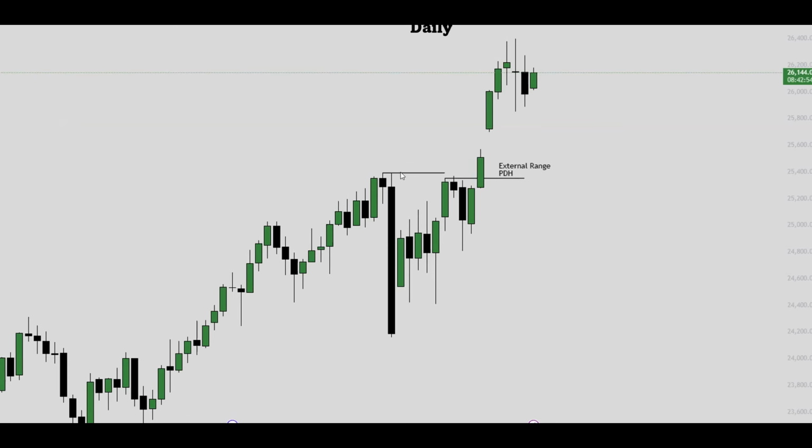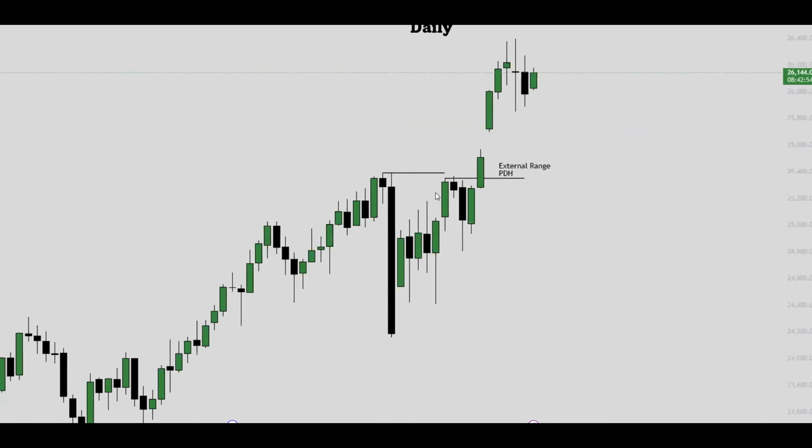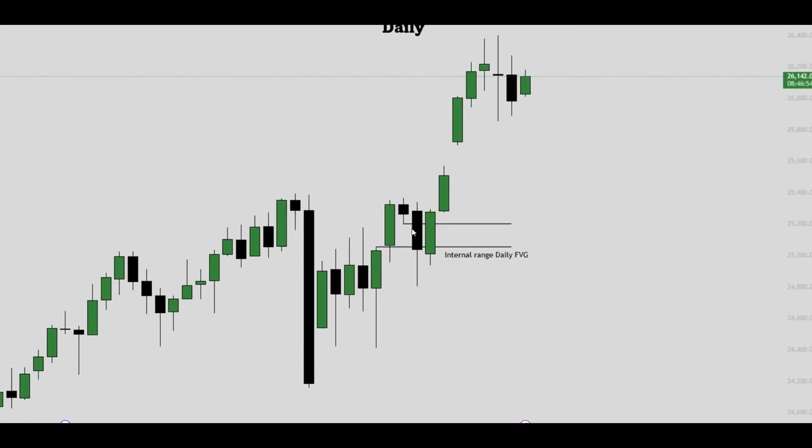We don't sweep this, which is a failure swing, right? So this move down, how do I view it? As retracement. But inside that move on the daily, after sweeping the previous day high, after sweeping this high out, right? You will come back into what? Internal range. Remember yesterday or weekends, internal, external. Tapping into the daily gap.